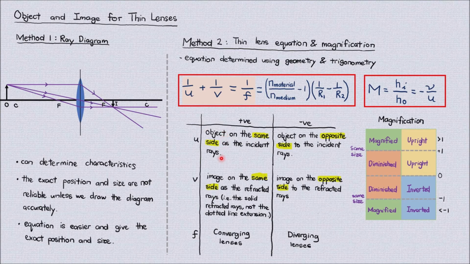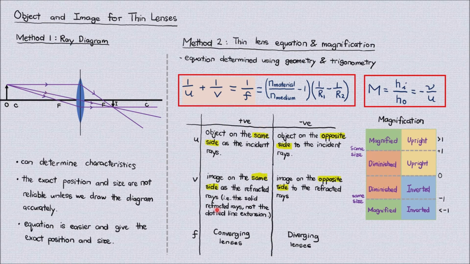So the next one is v. For v, the idea is still similar. If your image is on the same side as the refracted rays, then it will be positive. In this case, our image is on the right hand side of the lens, and our refracted ray is also on the right hand side of the lens, so both are on the same side, so our v here will be positive. If our v happens to be around this area, then we know that the refracted rays and the image are on opposite sides, and you get a negative.